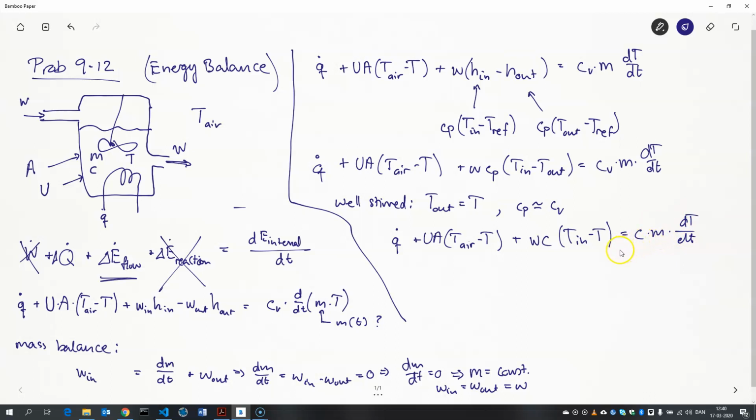So now we have an energy balance, which is a first order differential equation. It's linear, and that means we can solve it manually, or we can do it in Python if we like.